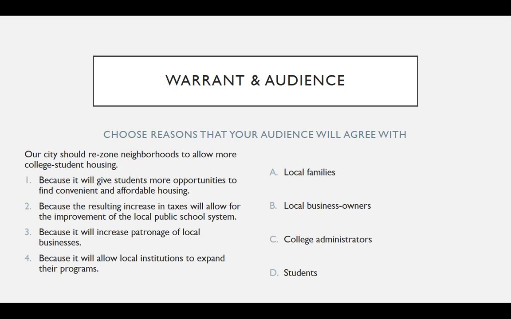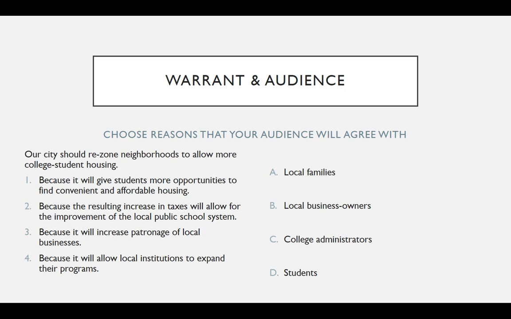All right, what about if our reason is that the resulting increase in taxes will allow for the improvement of the local public school system? Who cares if the local public school system is improved? Probably families. Maybe we want to appeal to business owners. What would business owners care about? Why, their own profits. So if we say we should rezone these neighborhoods to increase patronage of local businesses, that's going to be tailored toward those business owners. And of course, if we want to appeal to college administrators, then we want to focus on the benefit to their institutions. So we would say because it will allow local institutions to expand their programs.